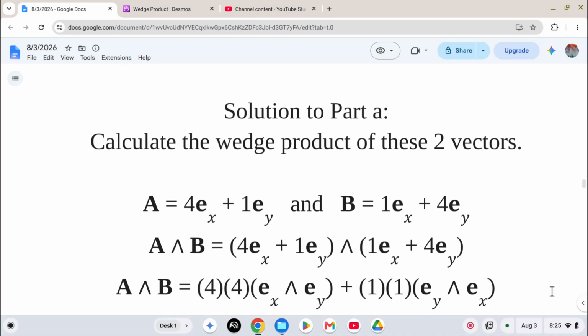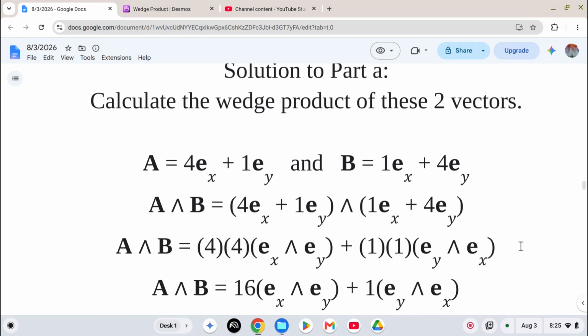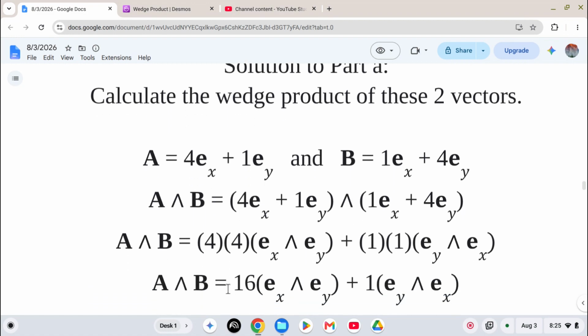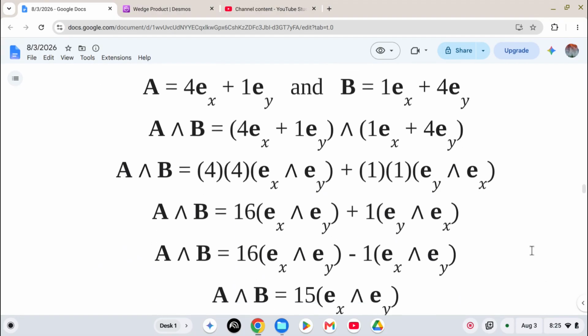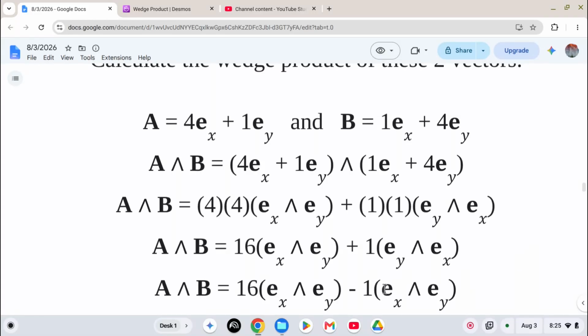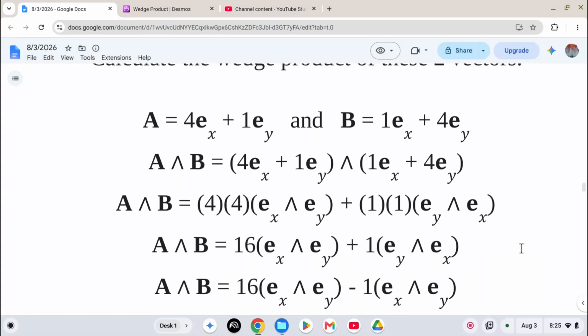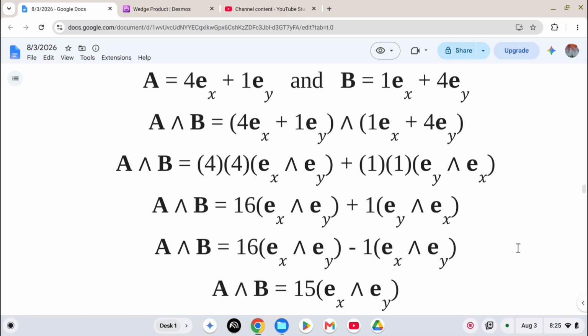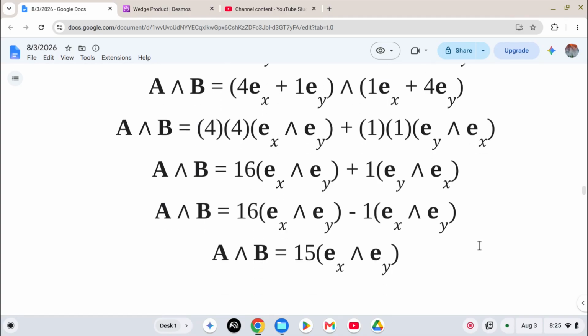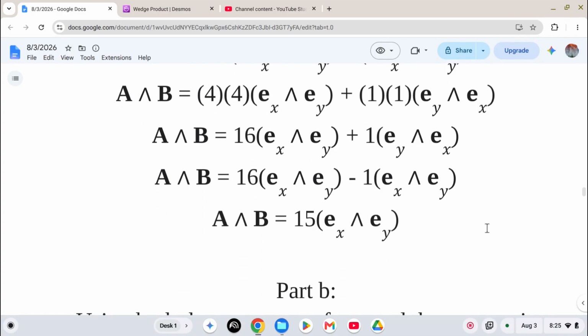Now the other rule was that EX wedge EY is equal to the negative of EY wedge EX. So when I flip these, I pick up a negative right there. So I get 16. Oh, I haven't flipped them yet. I'm sorry, 16 plus 1. I flip these, I get a negative 1, right? See, this is the same as that. So it's only 15 EX wedge EY.